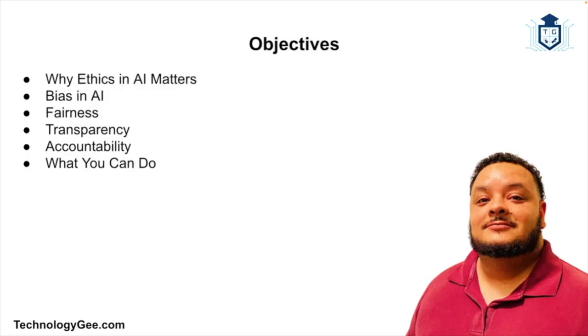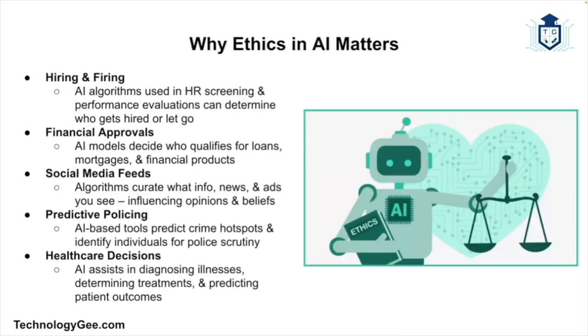So let's dive in and talk about four of the most important ethical pillars in AI. That is bias, fairness, transparency, and accountability. Now, this isn't a lecture, it's just a real conversation about what's at stake in the AI powered world we're building together. Before we break down the big four, let's quickly cover why AI ethics is such a hot topic.